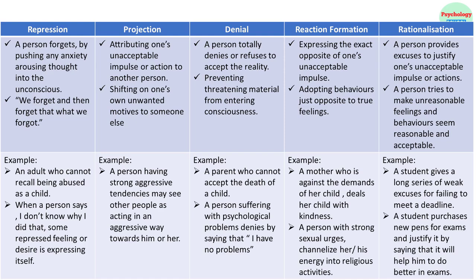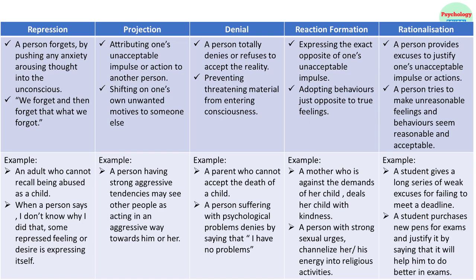When people repress a feeling or desire, they become totally unaware of that wish or desire. In other words, we forget, and then we forget that we forgot. An example can be an adult who cannot recall being abused as a child, or when a person says, "I don't know why I did that." Here some repressed feeling or desire is expressing itself.